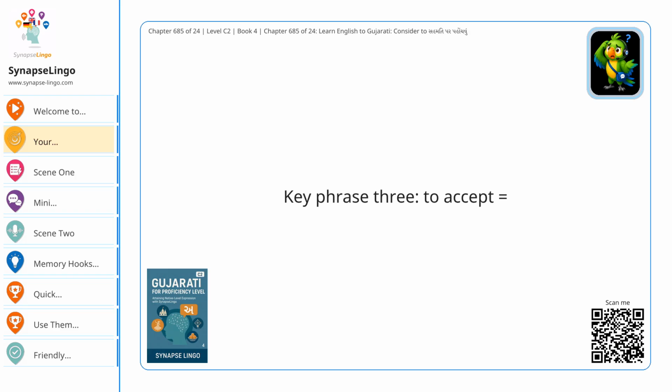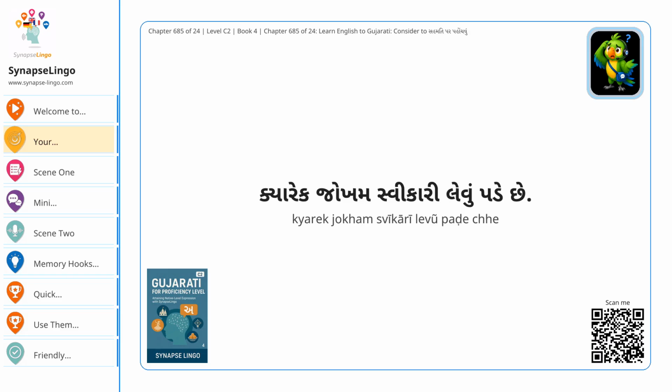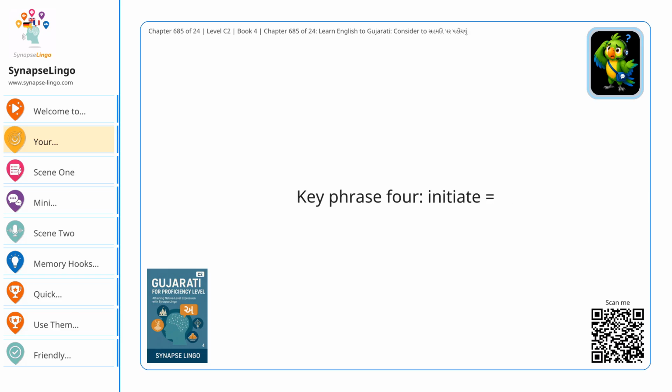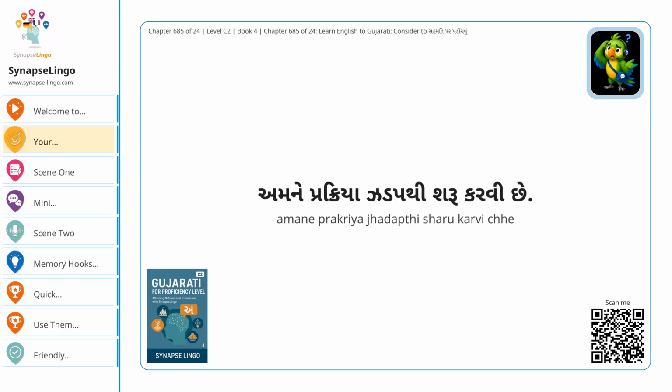Key phrase 3. To accept equals. સ્વીકારી લેવું. Sometimes you have to accept the risk equals. ક્યારેક જોખમ સ્વીકારી લેવું પડે છે. Key phrase 4. Initiate equals. શરૂ કરવું. We need to initiate the process quickly equals. અમને પ્રક્રિયા ઝડપથી શરૂ કરવી છે.